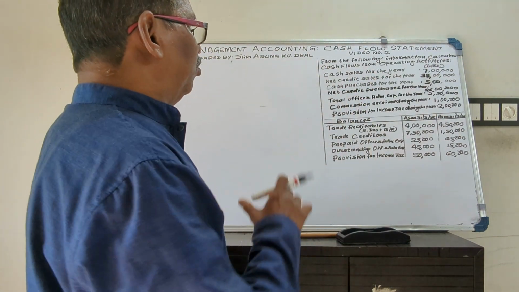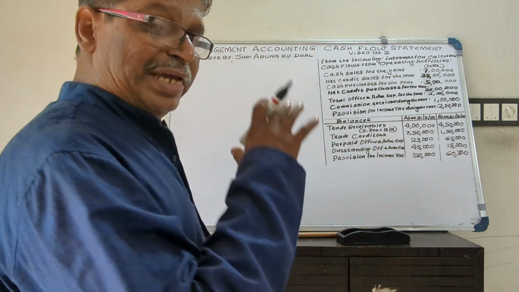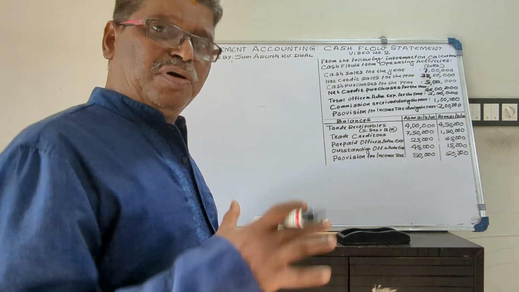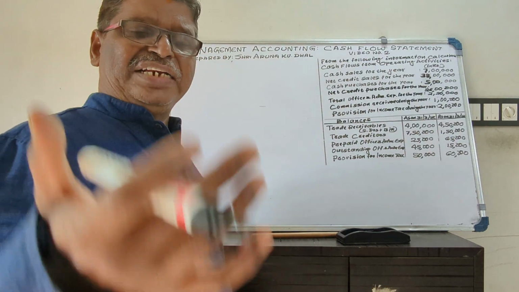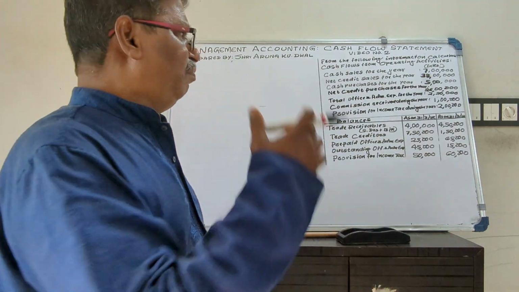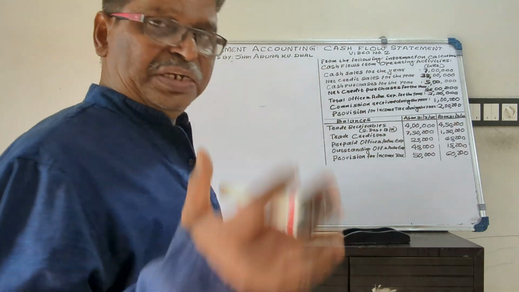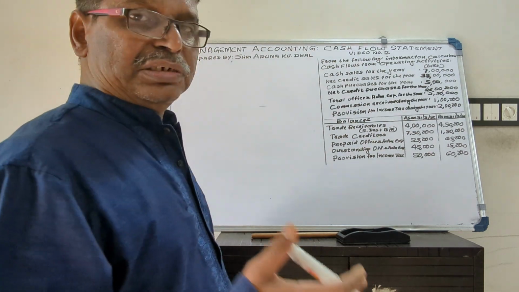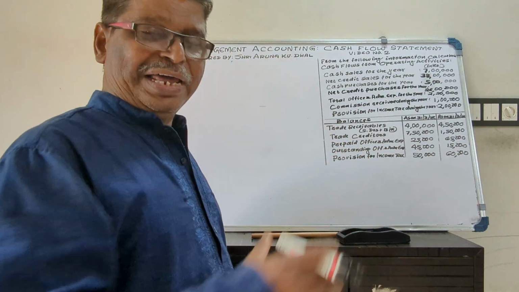In the previous video, we have discussed what is cash flow statement. So cash flow statement is a statement of inflow and outflow of cash. Inflow means the cash is generating and coming to the business, that is sources of cash. Then outflow means usage or application of cash. That includes both cash and cash equivalents.